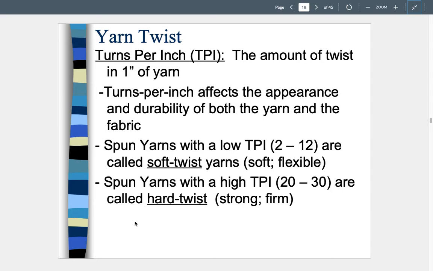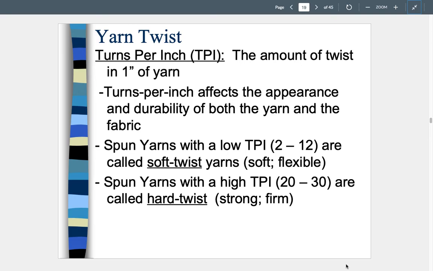When it's considered a spun yarn, it's made up of staple fibers, so shorter lengths. You can have a soft twist spun yarn or you can have a hard twist spun yarn, and the TPI corresponds. So again, on the assignment, it's going to ask you if it's a low, medium, or high twist, and you're just going to count. It's going to be kind of difficult. You're going to use a magnifying glass, zoom up with your eyes, and count them.